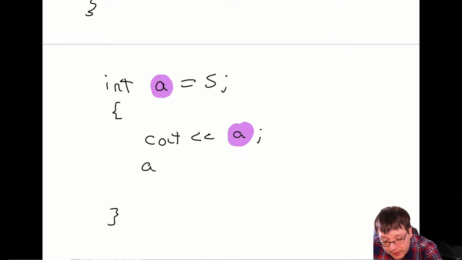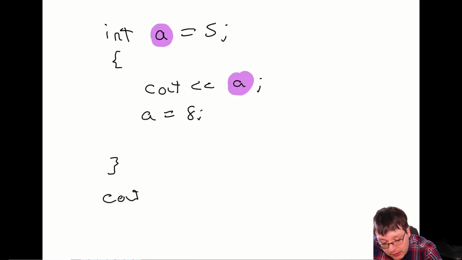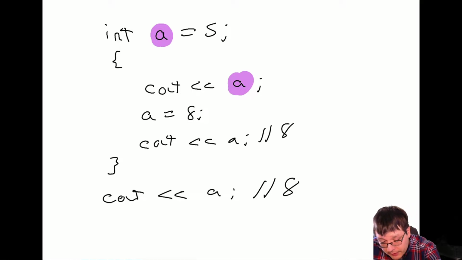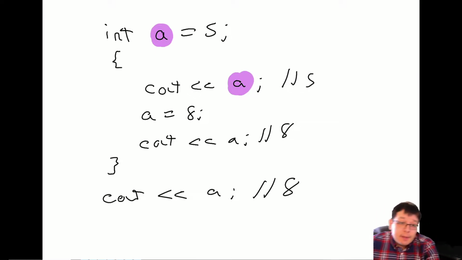Furthermore, if I say A gets 8 here, and then later on I say cout A, this is going to print out also 8, okay? And if I did it in here, this would print out 8. So I'll put it as a comment next to them what they're supposed to print, okay? So that's what's going to end up happening.